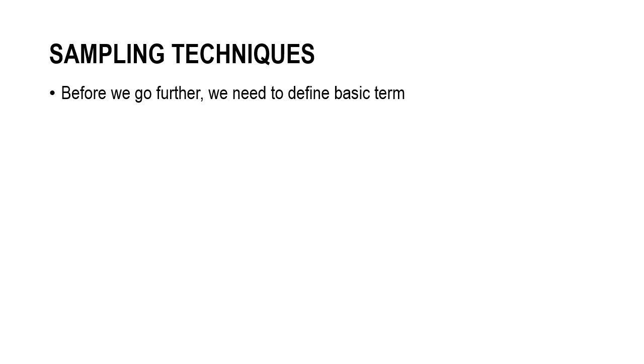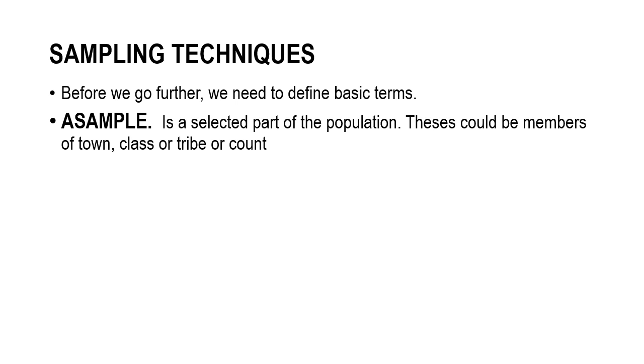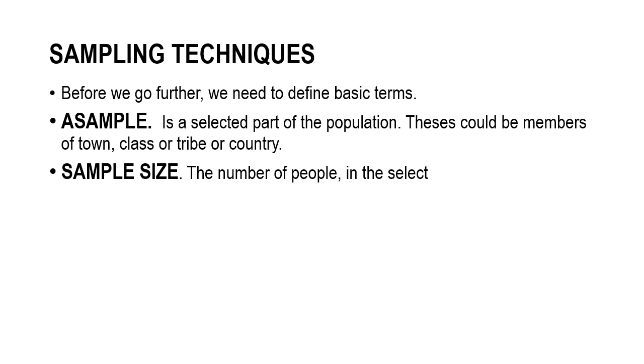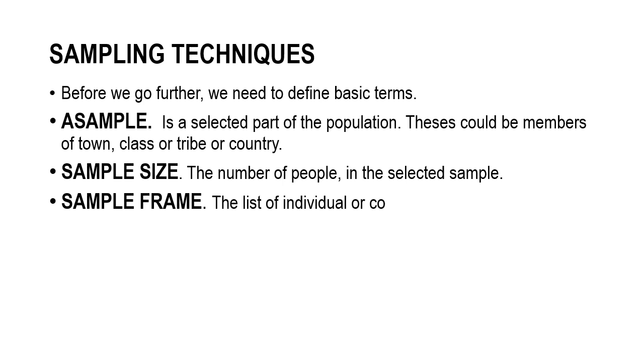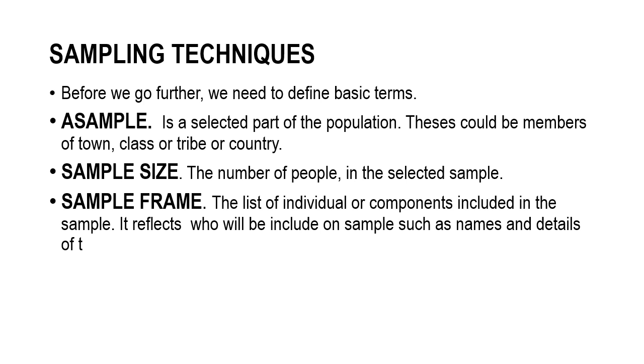Today we are talking about sampling techniques. Before we go further, we need to define basic terms of sampling. A sample is a selected part of a population. These could be members of the class, town, tribe, or a community. A sample size is the number of people in the selected sample. And then we have the sampling frame: the list of individuals or components included in the sample. It reflects the names and the details of the people to be included in the study or the sample.